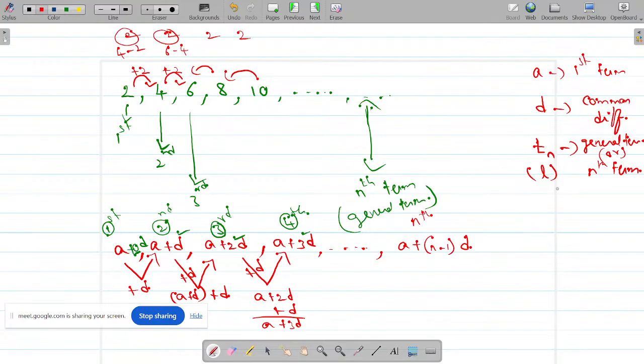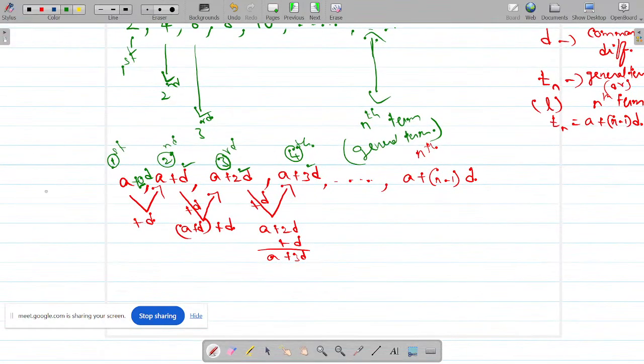What's the formula for Tn here? A plus n minus 1 into d. Is it okay? A plus n minus 1 into d. Let us check whether I'm getting d here. Probably I need to subtract these two terms. What is this term? A plus d. What is this term? A. If I subtract, what do you get? A plus d minus A. A and A will get cancelled. Yes, you're getting d.